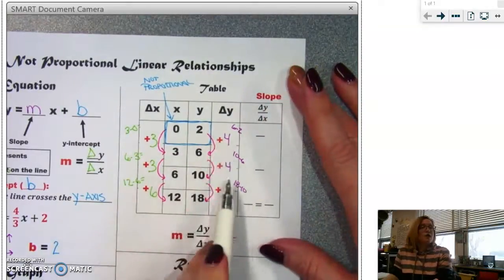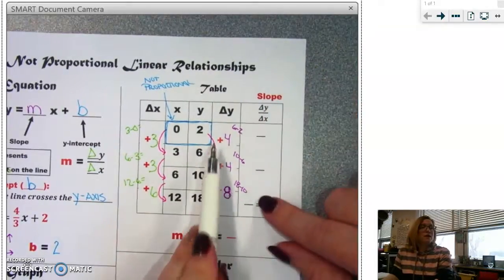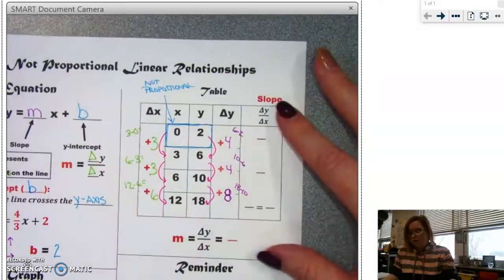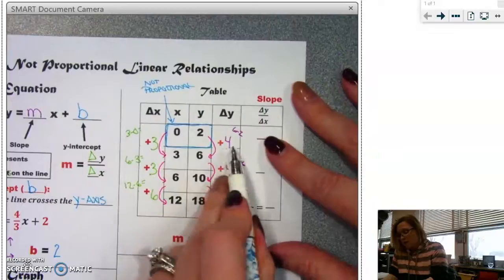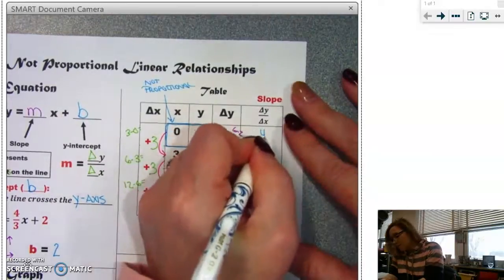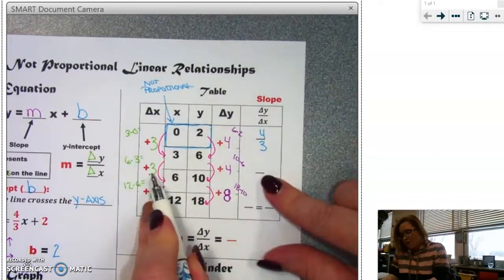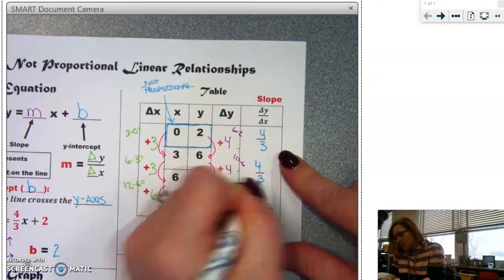So I could do the math on the side, showing you that I'm subtracting, get my numbers. Now I can very easily put them into my table. The change in the y over the x. This would be 4 over 3. There's my slope. 4 over 3. Can't simplify that.